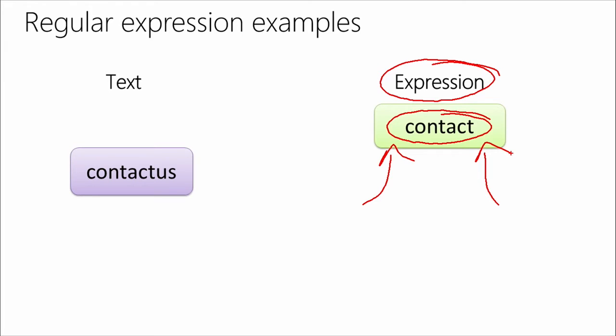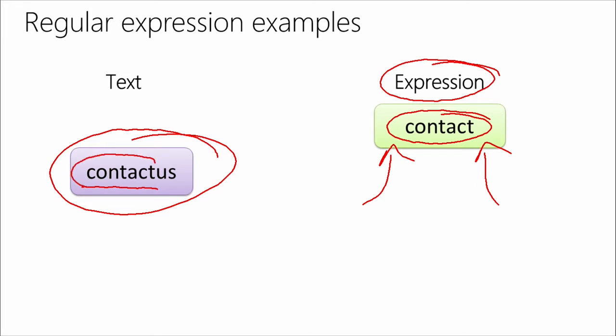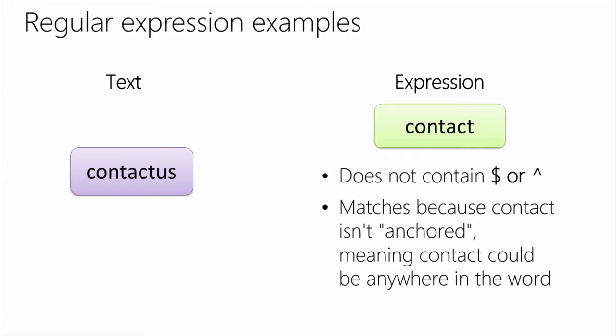So what this means is that somewhere inside the text, the letters C-O-N-T-A-C-T need to exist in order. And if we take a look, if this is our text, contact us, contact exists, and so this is a match. It doesn't contain the dollar or the caret, so it matches because contact wasn't anchored, meaning it could be anywhere inside the text.